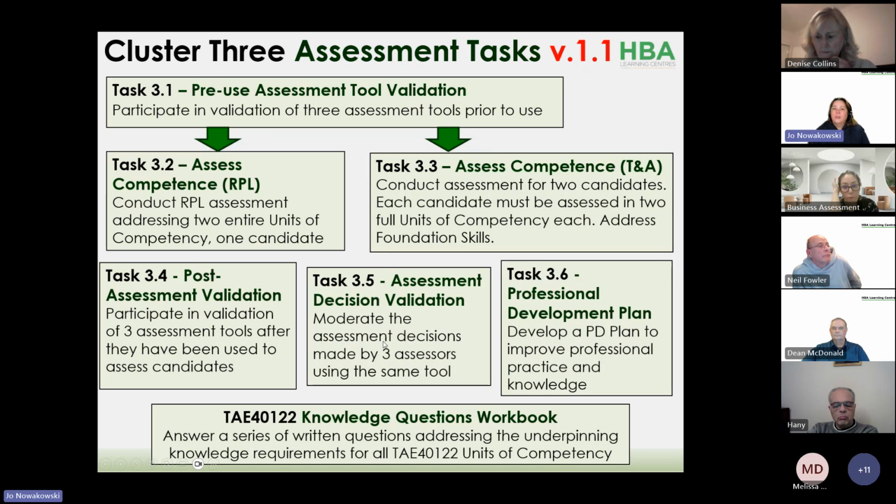Task 3.5, assessment decision validation. Moderate the assessment decisions made by 3 assessors using the same tool. So we have 3 assessments that have been conducted by 3 different assessors. It's the same unit of competency, right? And so you'll go through and have a look at the assessments that have already been assessed, and we're going through a moderation document to see where there needs to be some improvements made.